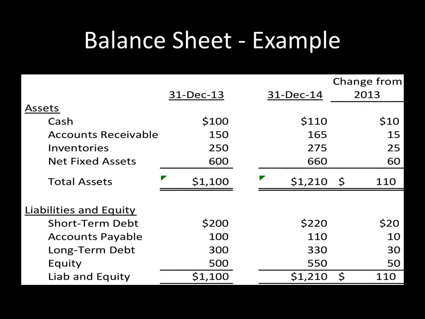Remember, in the company's balance sheet example, the equity account increased by 50 from year to year under the column change from 2013. That 50 represented the earnings after tax of 100, less 50 of dividends paid to the owners. So we're able to say that equity increased by 50, and we can explain why it happened. We were basically able to retain 50% of our profits after tax in the business.